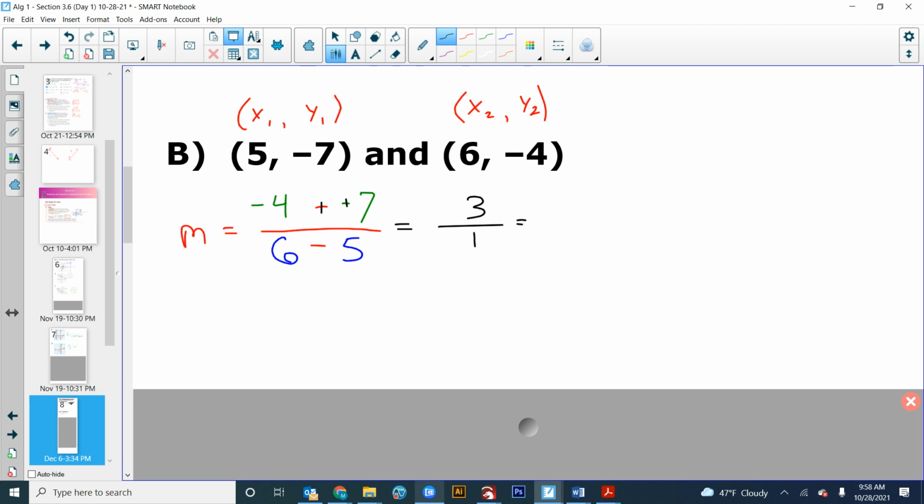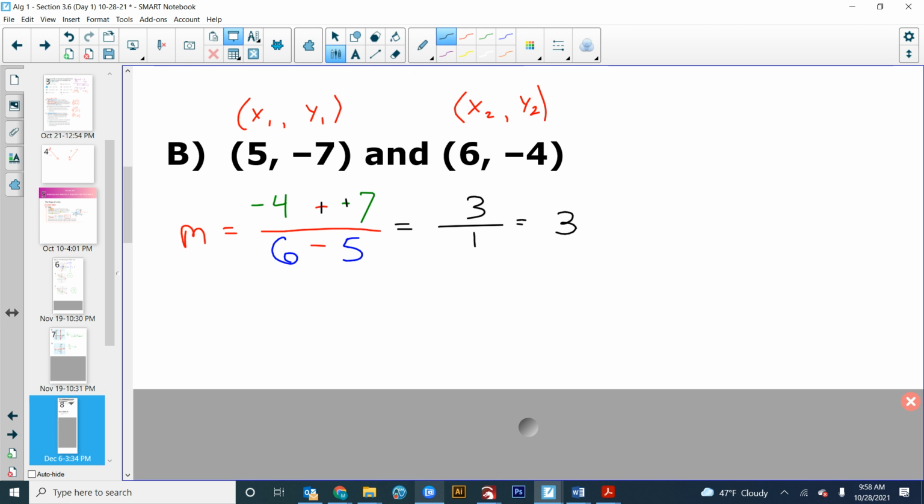What's 6 minus 5? 1. Do we need to write 3 over 1? What is 3 over 1? 3. Now, if you're going to do slope and actually count on the graph, then yes, it helps. Go up 3, right 1. But if you're just going to write the slope as a number, just write 3.